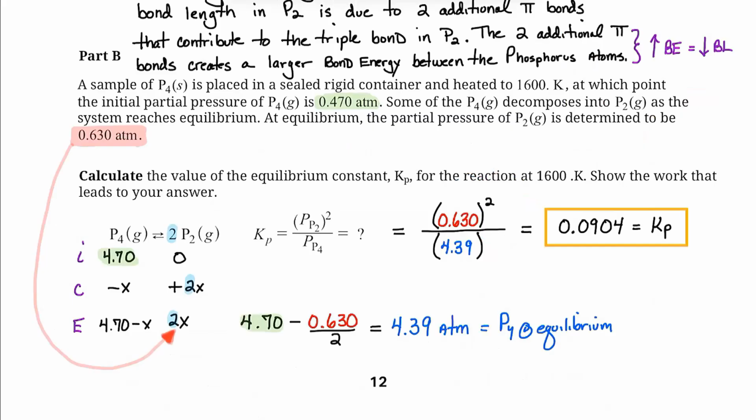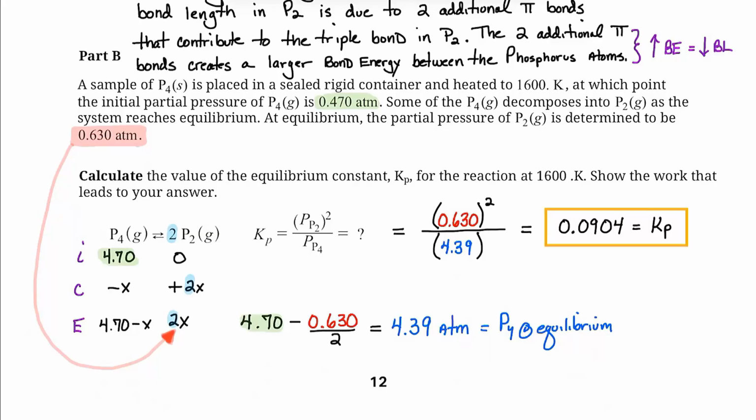Question 4, part B. A sample of P4 is placed in a sealed rigid container and heated to 1600 Kelvin, at which point the initial partial pressure is 0.47 atmospheres. Some of the P4 decomposes into P2 from the reaction they gave us above, and I wrote that right here. So some of that goes forward, since they're starting us with 100% of the P4. They gave us that initial concentration.